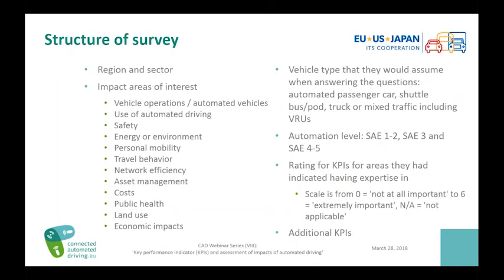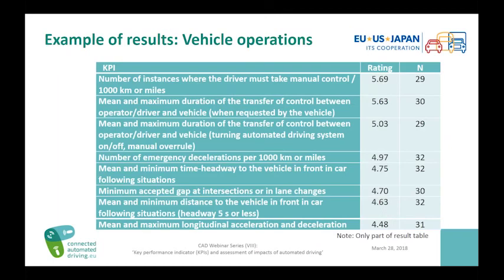The scale was from 0, not at all important, to 6, extremely important, and then we had in addition this not applicable, if we suggested something that they didn't see made sense for that particular system. In addition, they had the possibility to propose additional key performance indicators, and those are also all listed in the report. And all those will also be listed in the updated framework document.